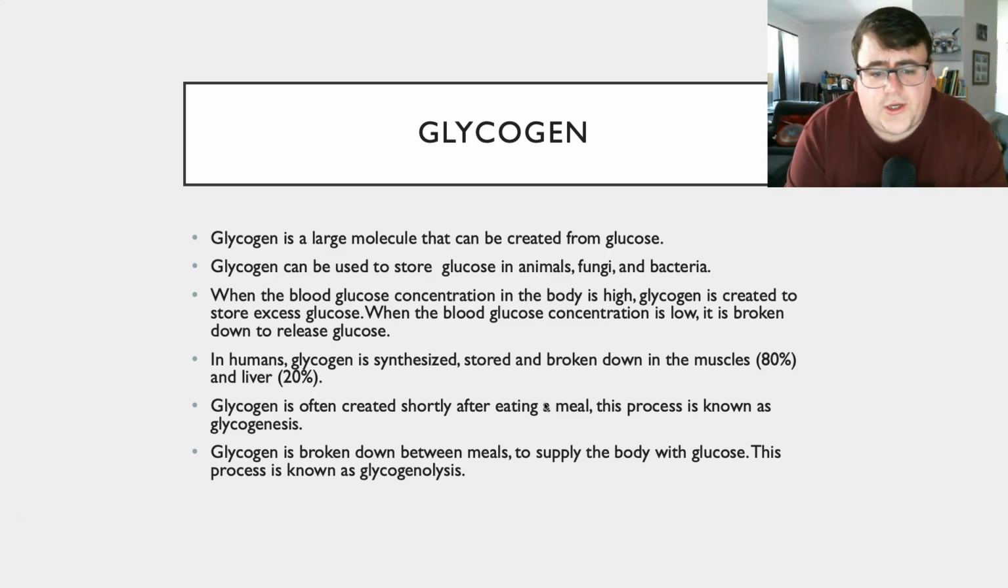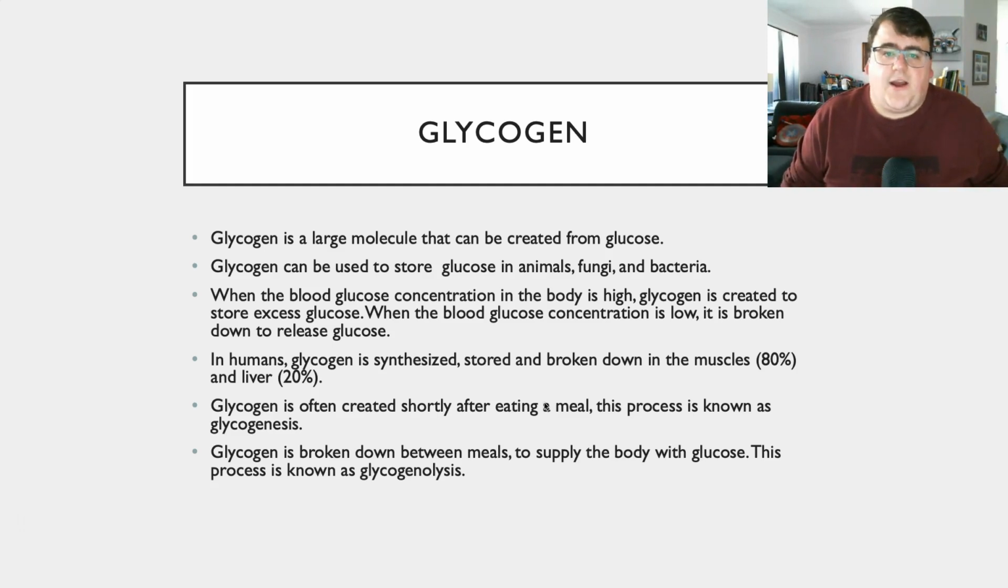So when the blood glucose level in someone's body is high, glycogen will be created from the extra glucose, and when the blood concentration is lower again, it's going to be broken down to release glucose. Generally, for example, when you've just eaten dinner, you've got a lot of glucose in your body because you've just taken in all of the energy-rich molecules in that food. So shortly after eating, all that excess glucose is going to be turned into glycogen in a process called glycogenesis.